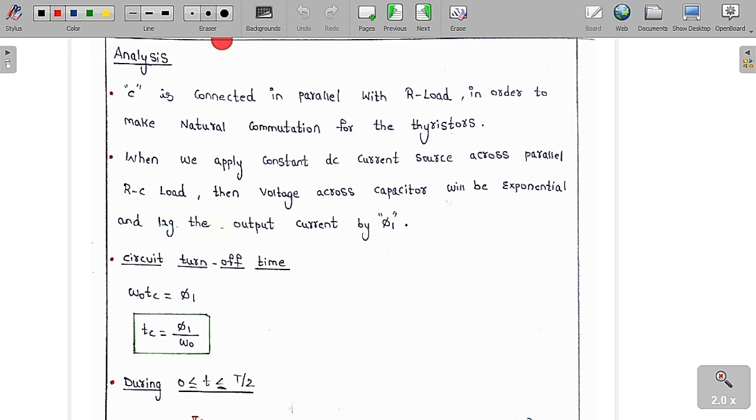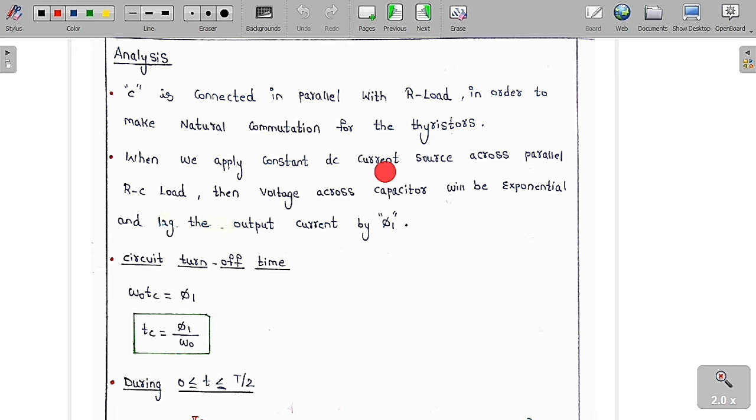Now we are going to analyze this circuit. C is connected in parallel with the R load in order to make natural commutation possible for the thyristors. I have already told you that with only an R load, natural commutation is not possible for the thyristors, whereas for a capacitor load, natural commutation is possible. Because I want natural commutation with the R load, I keep a capacitor in parallel with it. So now natural commutation is possible for this combination.